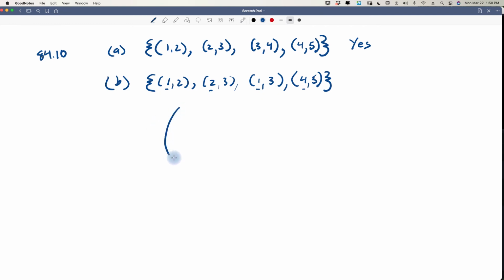So let's illustrate it and make sure we're right. We have 1, 2, 1 again, and 4. 1 goes to 2, 2 goes to 3, 1 goes to 3, and then 4 goes to 5. So no, this is not a function because 1 has more than one answer. It's a relation, but it's not a function.